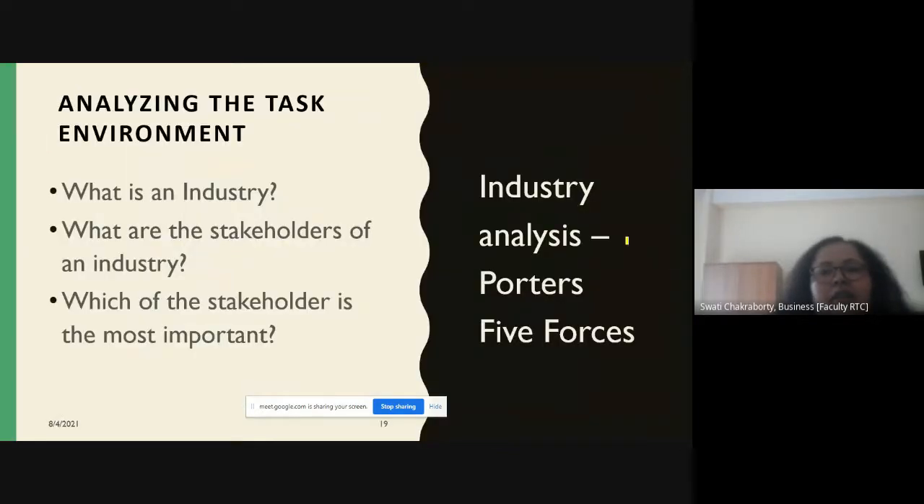Okay. Next that comes up is the industry analysis, where we were talking of the firm, now the entire industry, where we use Porter's five forces, right? So analyzing the industry, a couple of things you need to know. What is an industry? What are the stakeholders of an industry, and which of the stakeholders is the most important? You need to think of it and make a note of this.